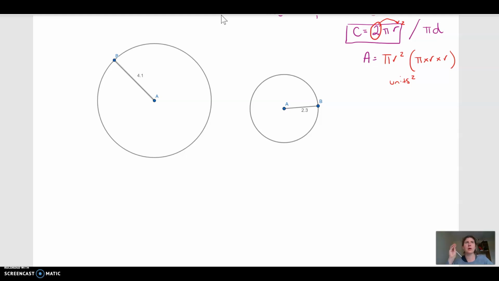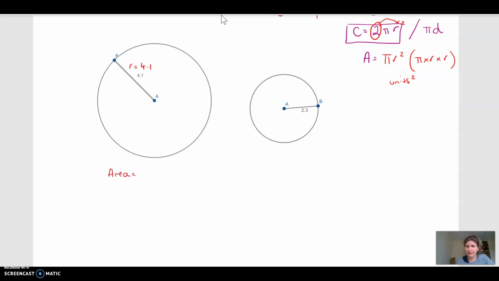This is why when we do circumference, I really emphasize that I prefer the 2 pi r formula, because I think it's easier once we do area if you're thinking radius for both. Because you cannot use diameter for area. So if we look at this first circle here, we have a radius value of 4.1. So we can work out our area.